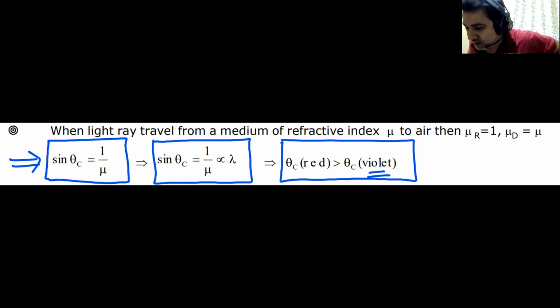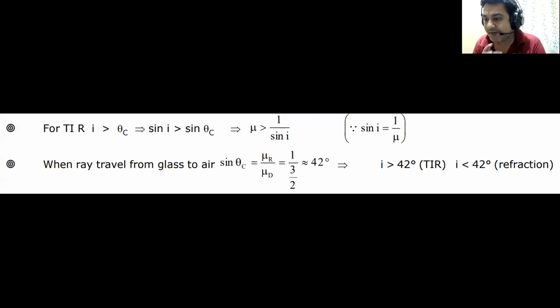I'll give you a minute to note it down. Then, for total internal reflection, your angle of incidence should be greater than the critical angle, yes or no? Yes, sir. That means sine of angle of incidence should be more than sine of the critical angle.